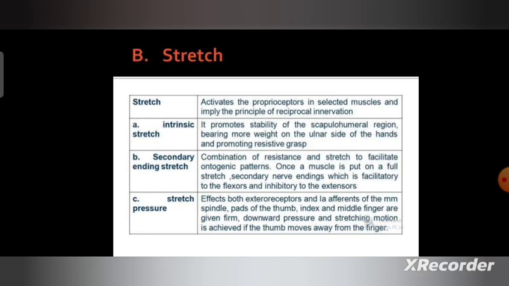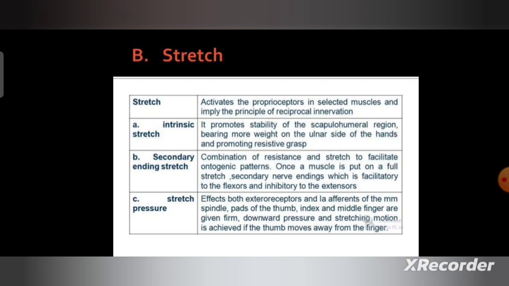The second technique is stretch. Stretch means activating the proprioceptors in selected muscles and employing the principle of reciprocal innervation. First is intrinsic stretch. It promotes stability of the scapulohumeral region, bearing more weight on the ulnar side of the hands and promoting resistive grasp. Second is secondary ending stretch. It is a combination of resistance and stretch to facilitate ontogenic patterns.